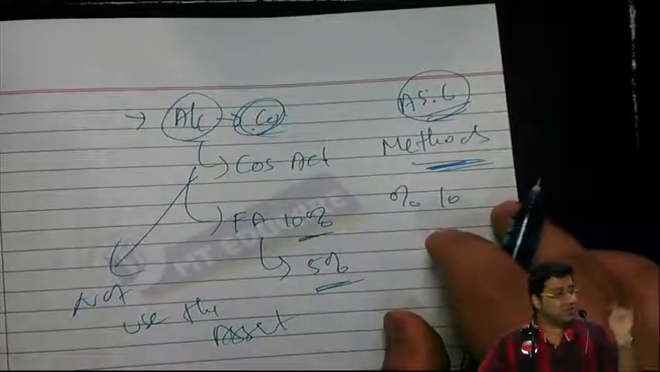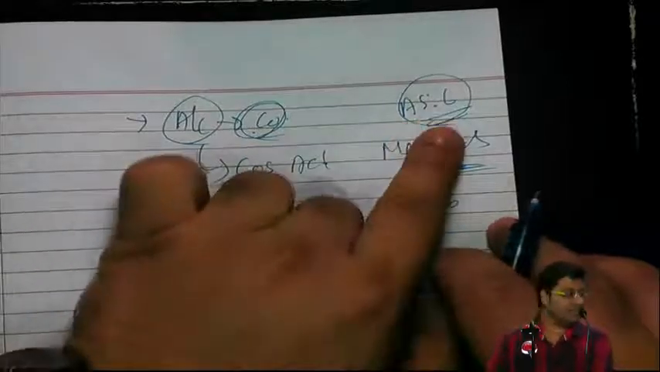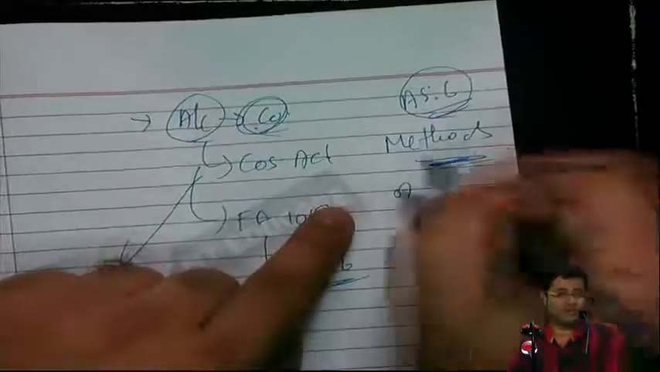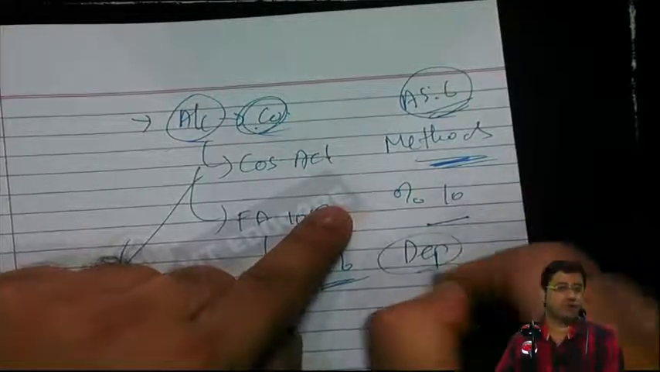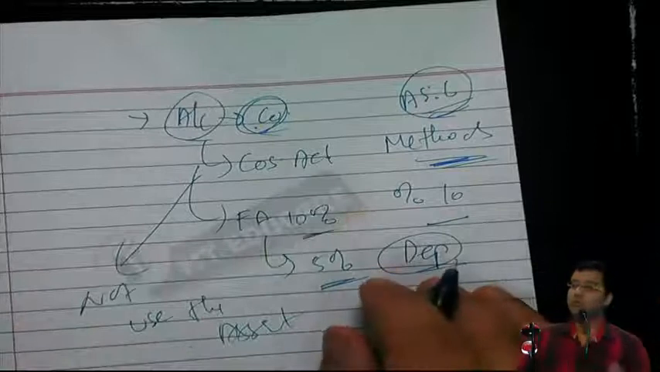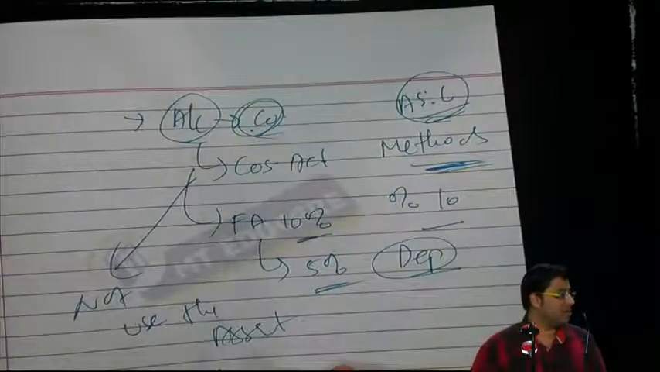Now that is not an excuse, because if we read Accounting Standard 6, though it does not give rates for depreciation, it says one thing, that depreciation should be charged irrespective of whether you use the asset or not. If you are using the asset, anyways you are going to charge depreciation.